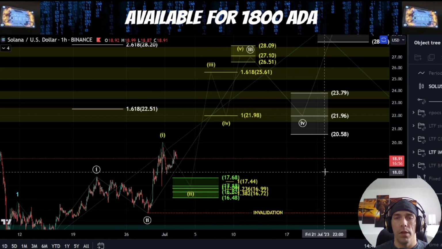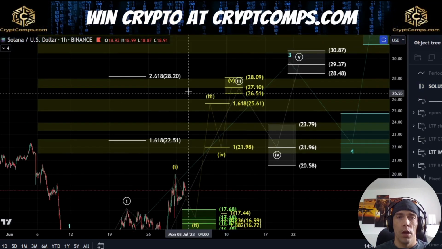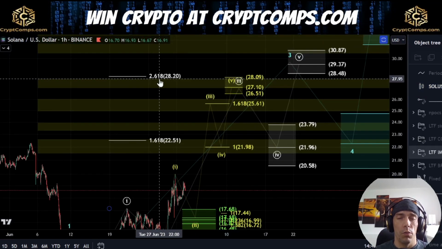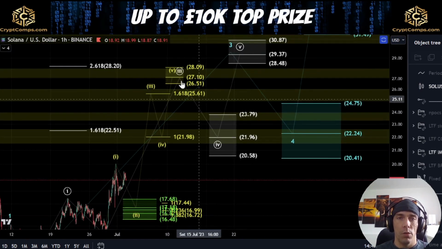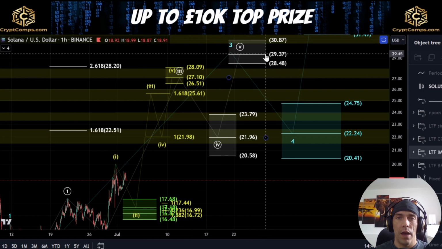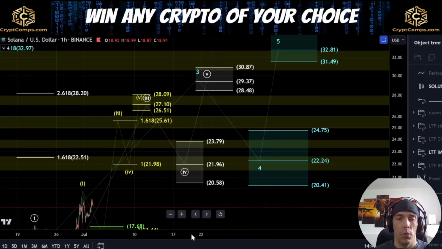And then if we do see something like this, what we could see is that we could complete this wave 3 closer towards this 2.618 of the wave 1, the white wave 1 here, in which case we would then be looking for an additional 4th wave and a 5th wave, which could look to push us up towards this 3087 to this 2848 level.